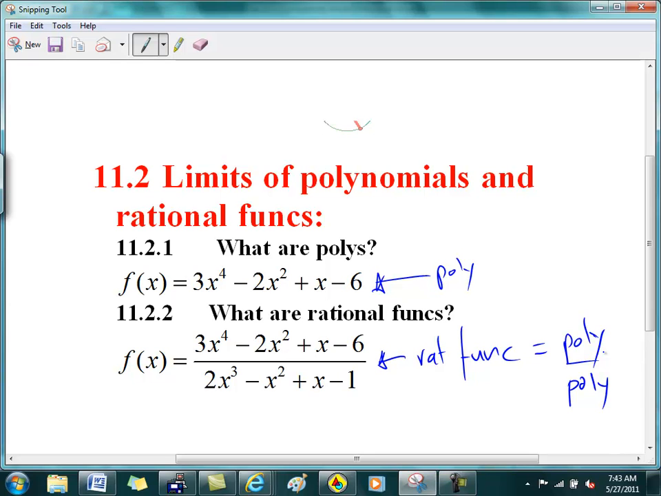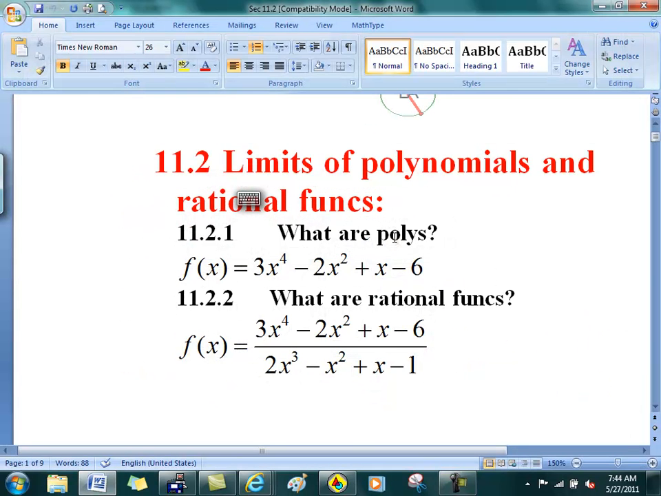Now, by and large, for polynomials, finding limits is just going to be plug it in, plug it in. For rational functions, that might not be the case. Why do you think that might not work? It'll work sometimes. That's right, because if you plug in some number and the denominator becomes a 0, then nasty things happen. So you've got to worry about that situation. Again, this is just a review to tell you what polynomials and rational functions are.